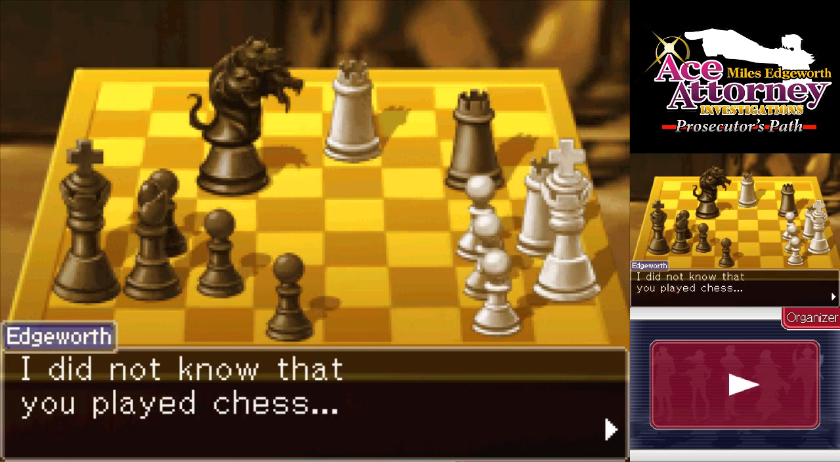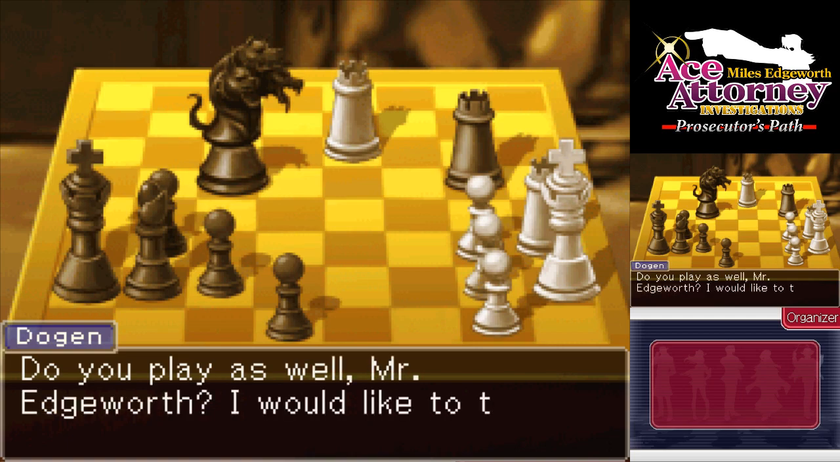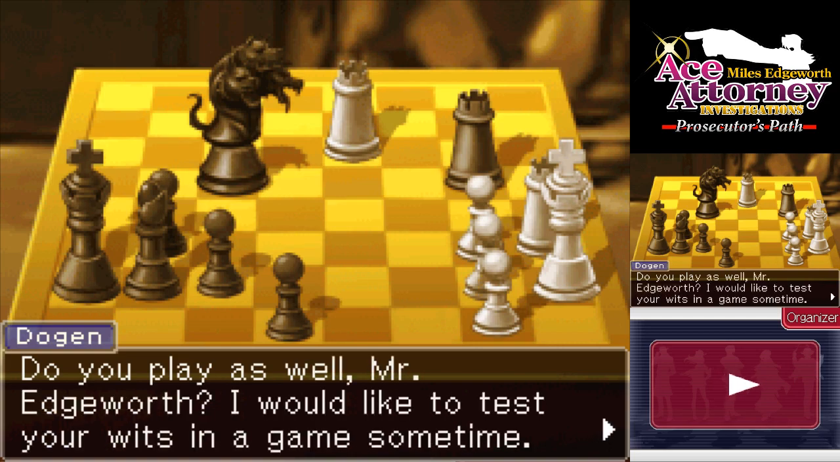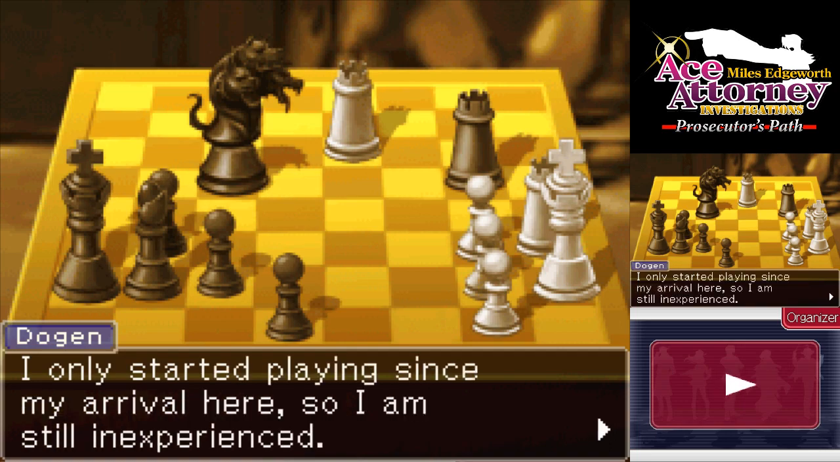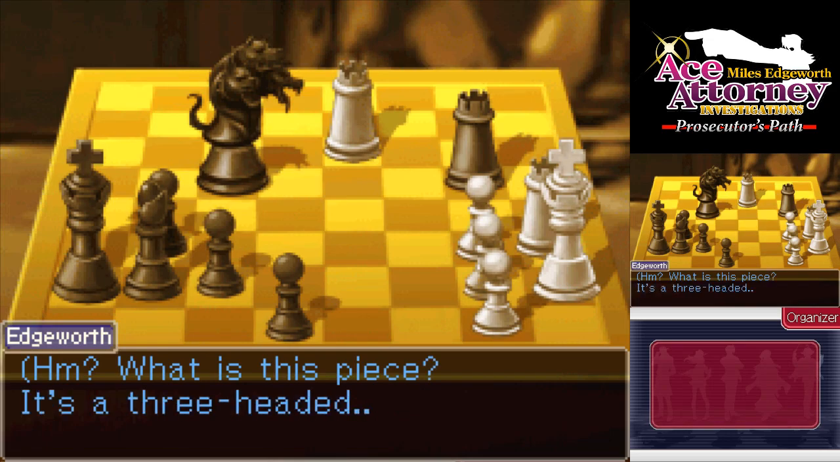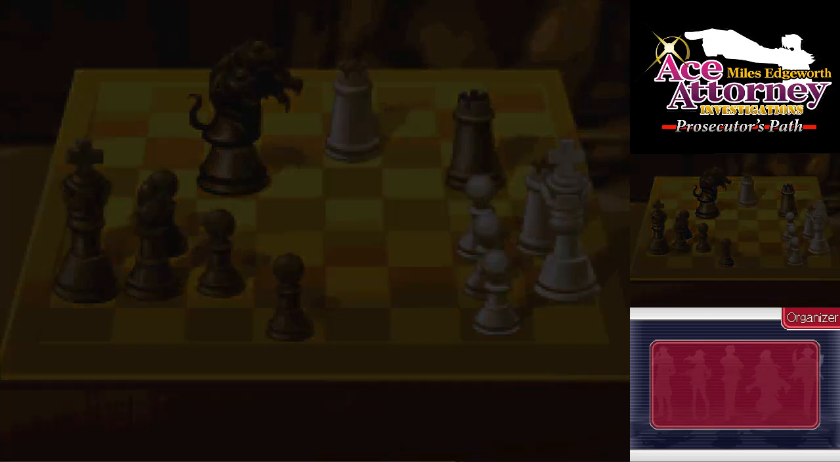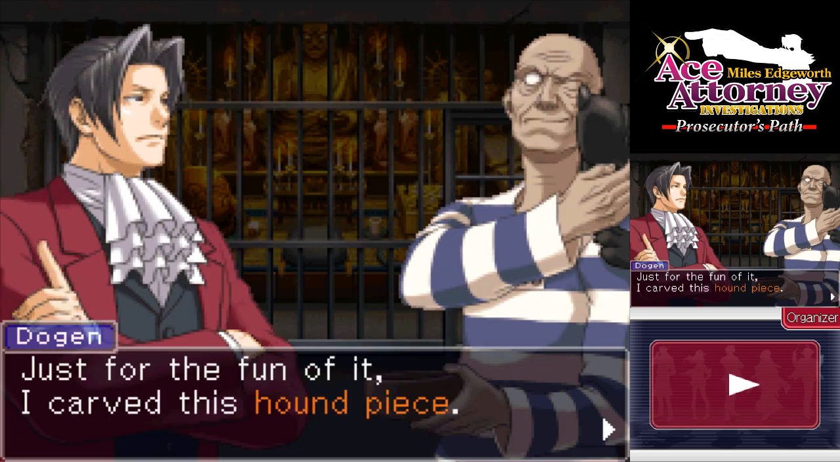I did not know that you played chess. Do you play as well, Mr. Edgeworth? I would like to test your wits in a game sometime. I only started playing since my arrival here, so I'm still inexperienced. What is this piece? It's a 3-headed dog? Just for the fun of it, I carved this hound piece.